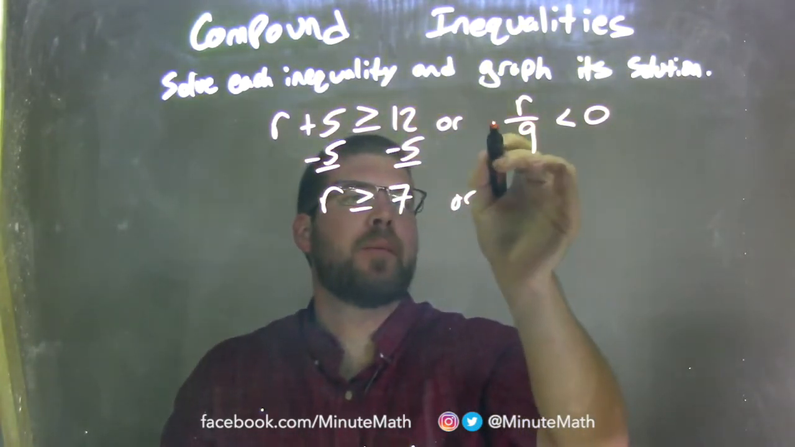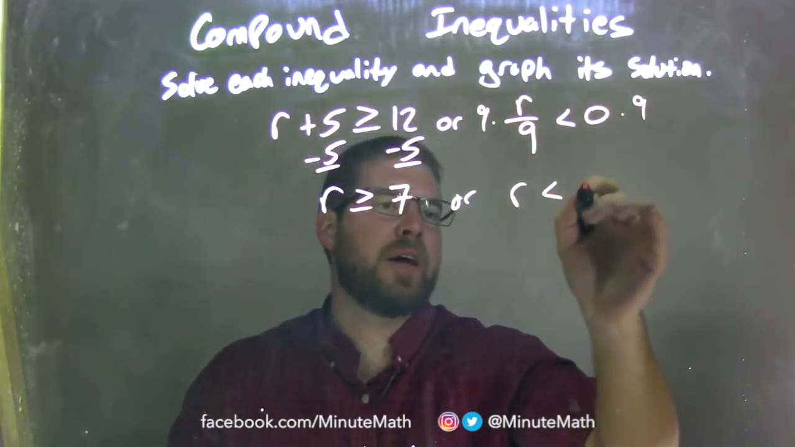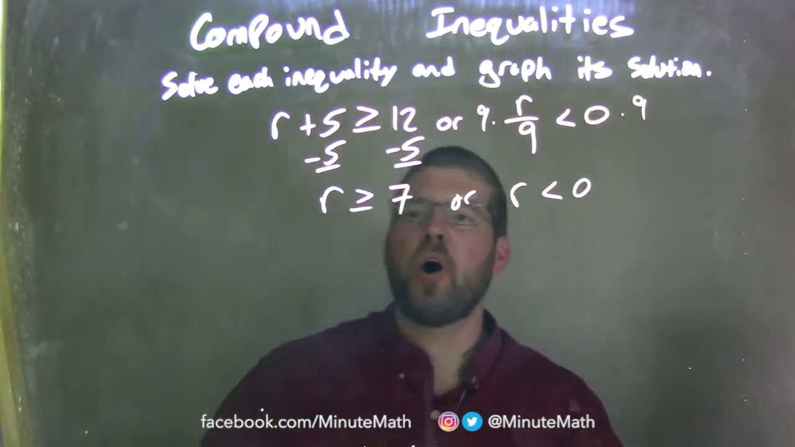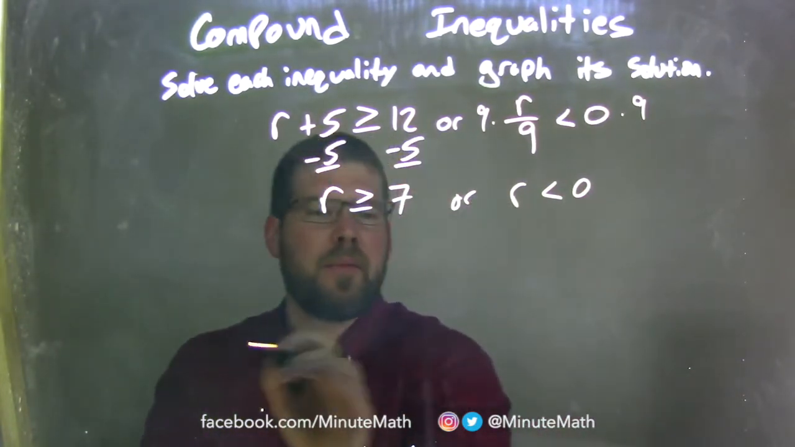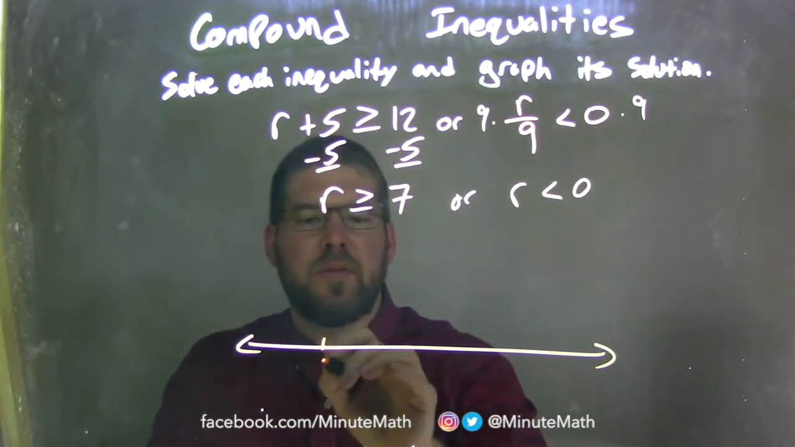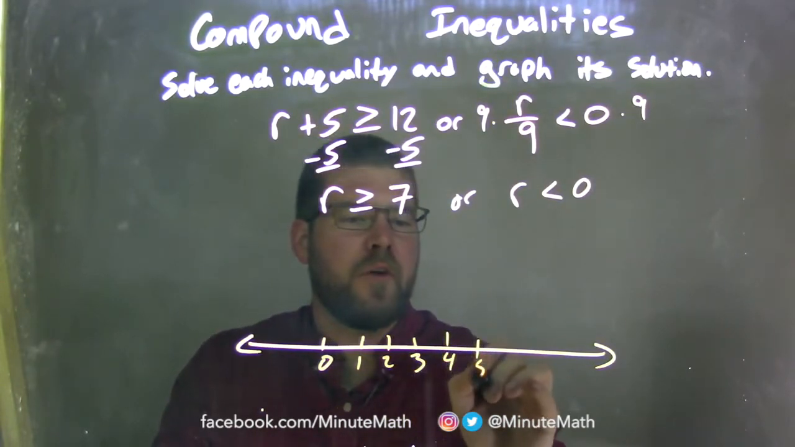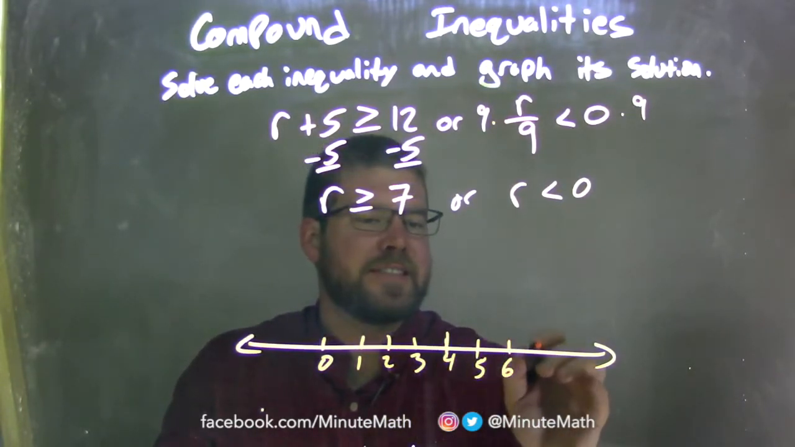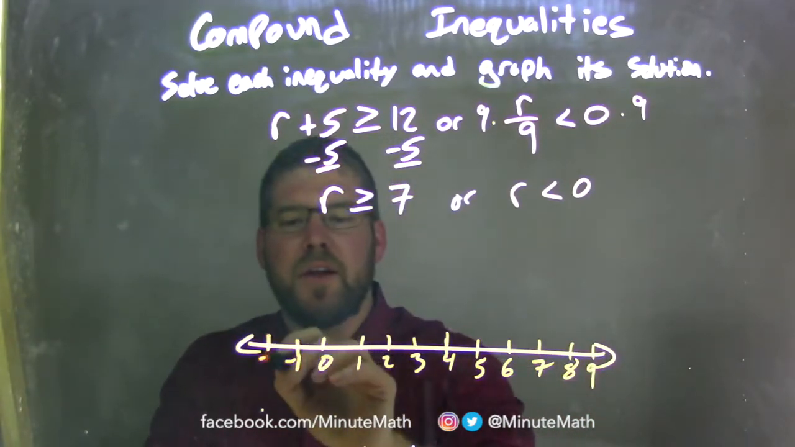Or this one here, I'm going to multiply 9 to both sides, leaving me R by itself, and 0 times 9 is 0. So now I have R is greater than or equal to 7, or R is less than 0. So when I make my number line here, I'm going to make sure I encompass both those numbers, 0 and 7. So let's put the 0 here, 1, 2, 3, 4, 5, 6, 7, 8, 9, and -1, -2.